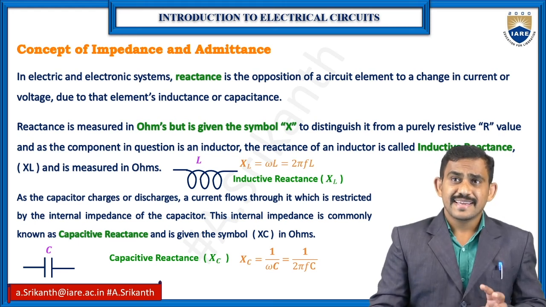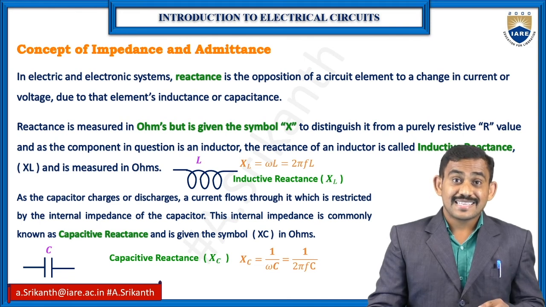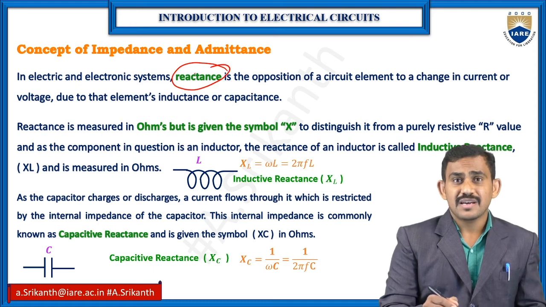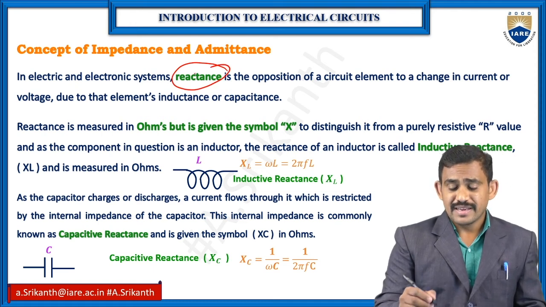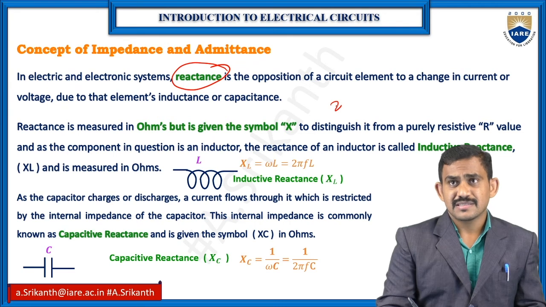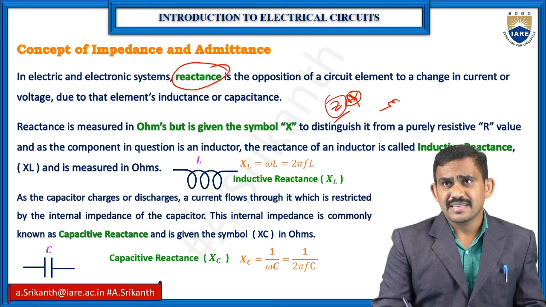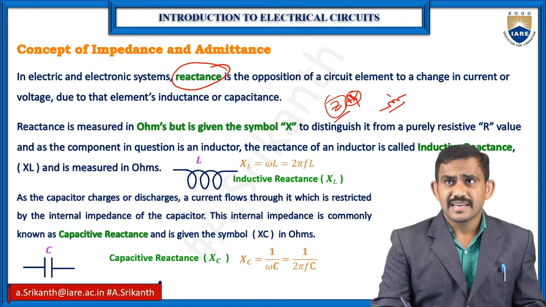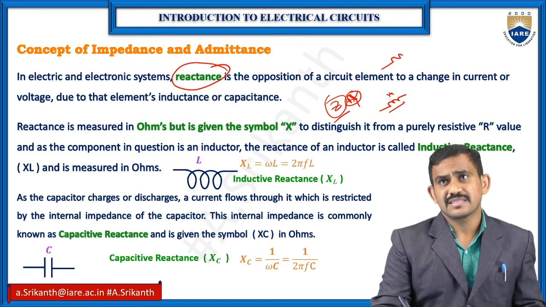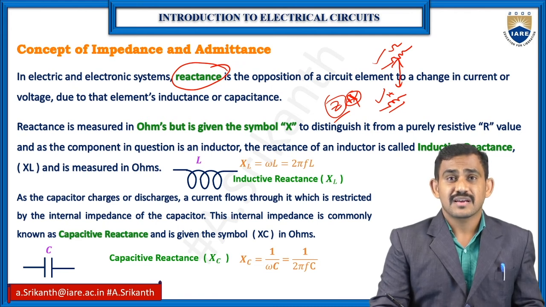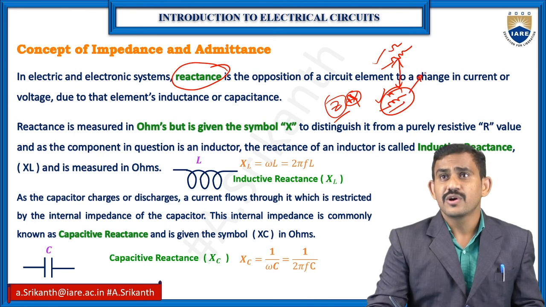And coming to one more topic, that is inductive reactance and capacitive reactance. Reactance is one of the key roles for impedance and admittance, Y and Z. The inductor's unit is Henry, and here we have the resistor, whose unit is ohms. I need to add both values. This is a passive element, this is a passive element. It's not possible, so I need to convert this inductor's Henry value into ohms.